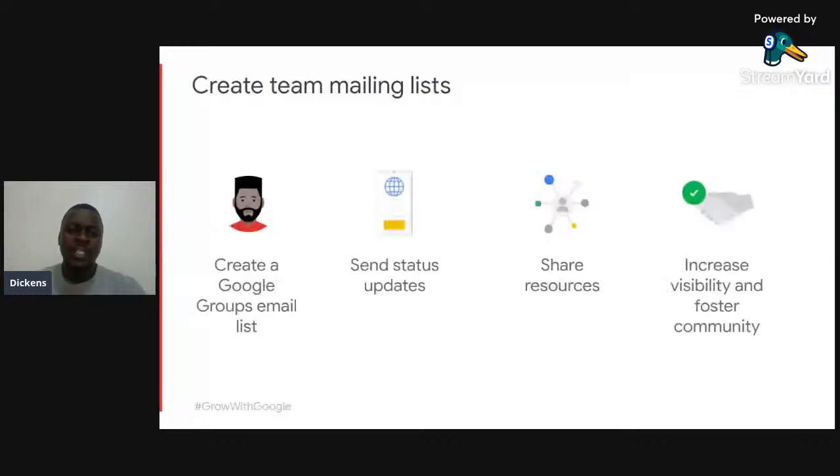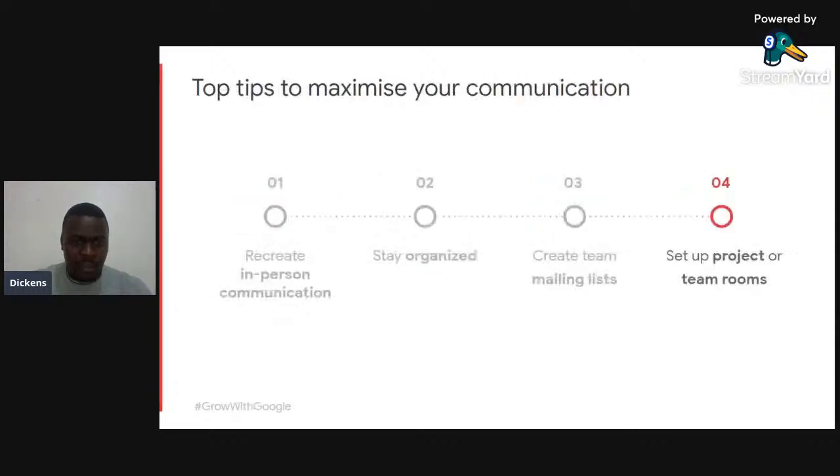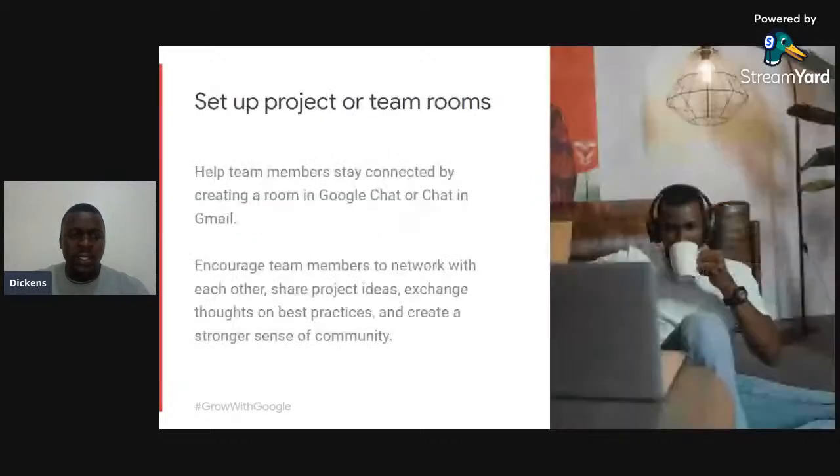Create team emailing. When creating team emailing, ladies and gentlemen, you'll go to Gmail and create a Google Groups email list, such as team@google.com or sales. So we have different teams. If you have different departments, then you'll name them differently. So send status updates to groups. You can CC group emails, share resources, increase visibility, and foster community. So these are some tips you can use to increase communication.